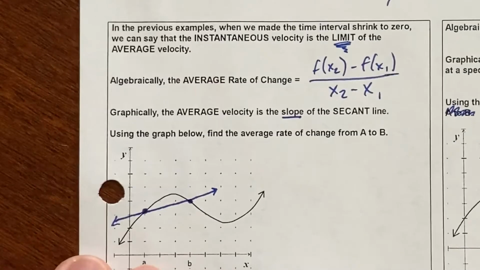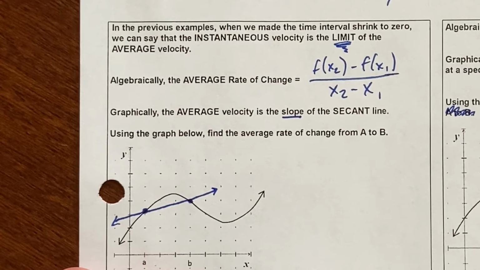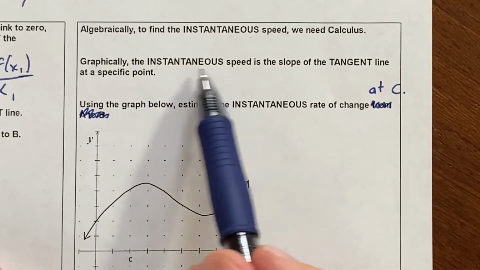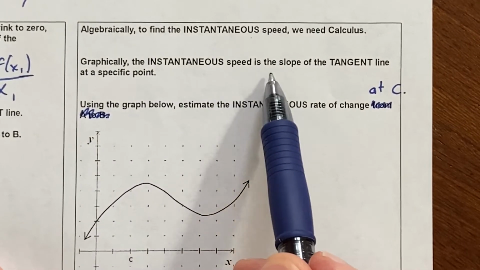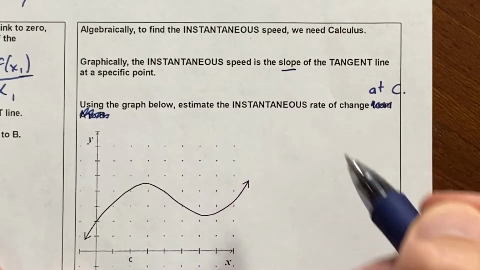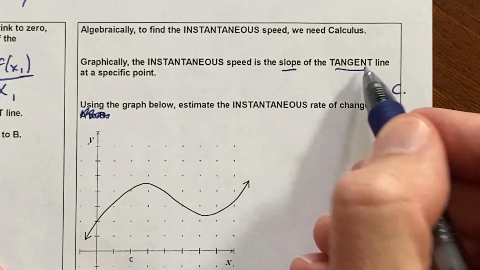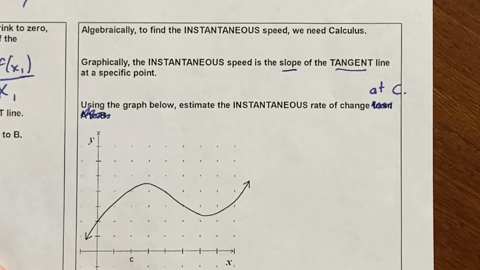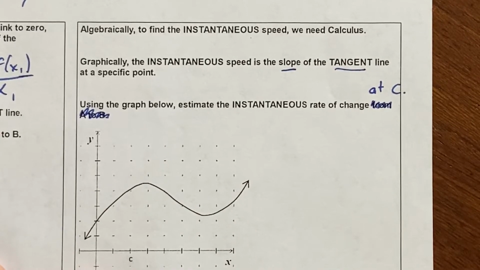Graphically, the average velocity was the secant line right there, the slope of the secant line. The instantaneous velocity or speed is the slope, rise over run, of the tangent line. Tangent means it touches the circle at one point. Sorry, Marilyn, you didn't have a good geometry teacher. You don't know what that means.